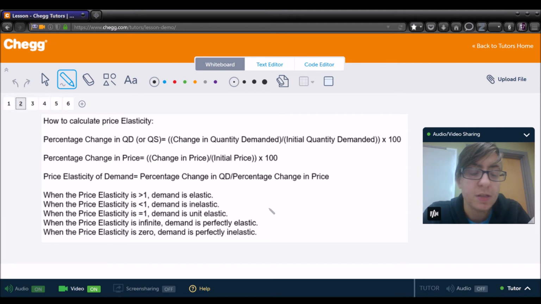So, as I already stated, but it doesn't hurt to reiterate this, when the price elasticity is greater than 1, demand is elastic. When the price elasticity is less than 1, demand is inelastic. When the price elasticity equals 1, demand is unit elastic. When the price elasticity is infinite, demand is perfectly elastic. And when the price elasticity is 0, demand is perfectly inelastic.